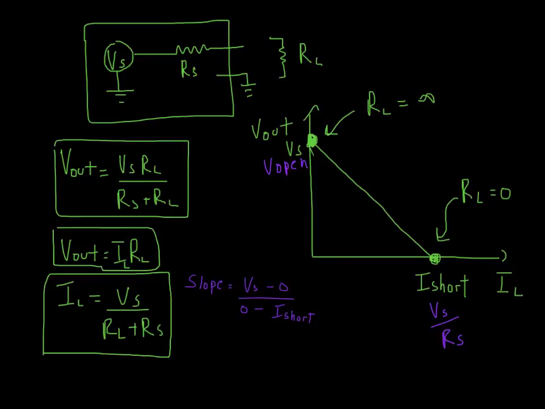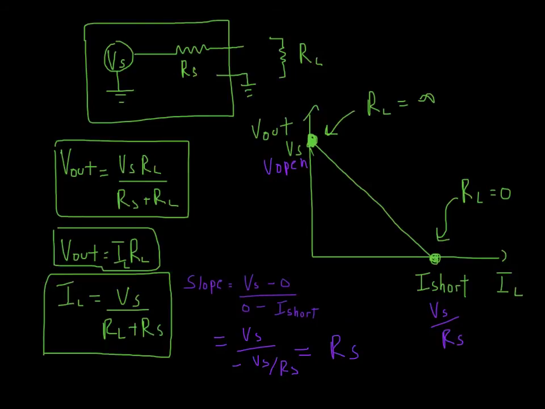Okay, and then let's take this slope here, and you might already say that that's just going to be equal to minus Vs over Rs, which is going to be equal to Rs. All right, that's getting a little bit messy too. Let me box that.